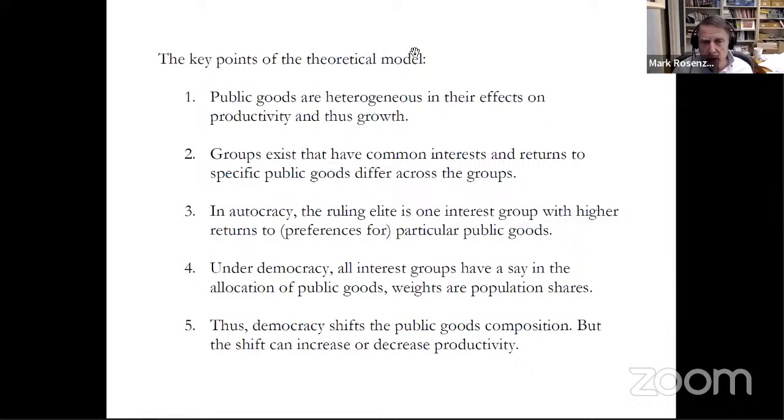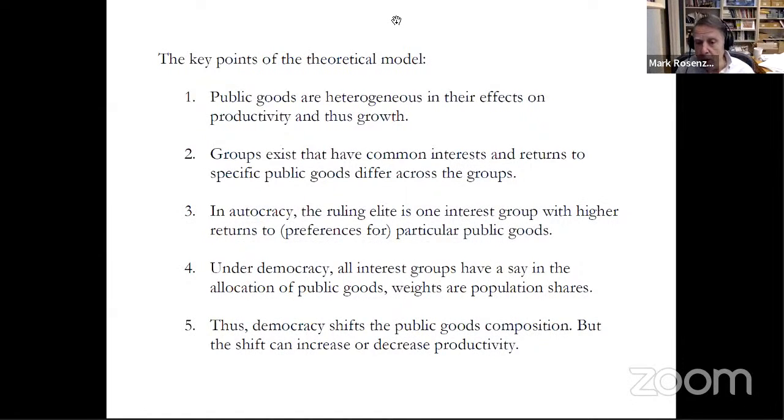So the key points of the model are that public goods are heterogeneous in their effects on productivity and growth, as I've already said. But most importantly, we need to look at the population in terms of groups that have common interests among them, in the sense that they benefit differentially from different public goods, but there are many groups and they have different preferences over the composition of public goods because they benefit differentially from them. In autocracy, one of the groups dominates. So one group determines the allocation of public goods to the exclusion of the other groups, okay? And so they're going to exercise their own preferences for those public goods.